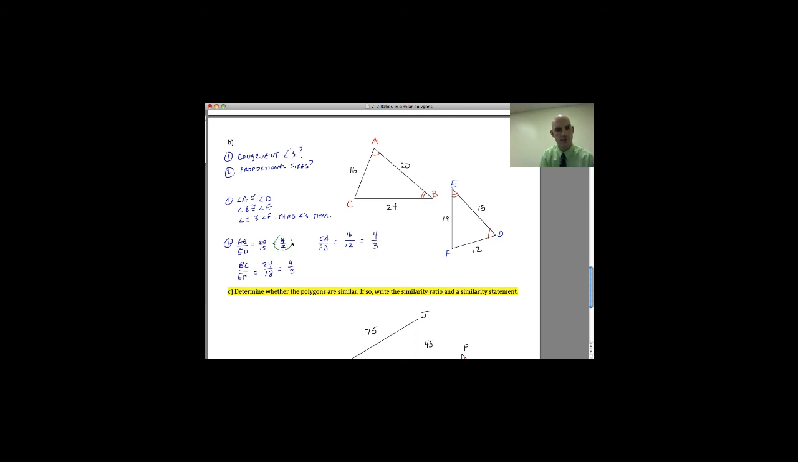If we look at this objectively, we have proportional sides and we also have congruent angles. So triangle ABC is similar to triangle DEF, and what we would say is triangle ABC, use the similarity sign, triangle DEF. The similarity ratio would be 4:3. So that's what you do. You test the angles, you test the sides, you write the similarity statement and the similarity ratio.